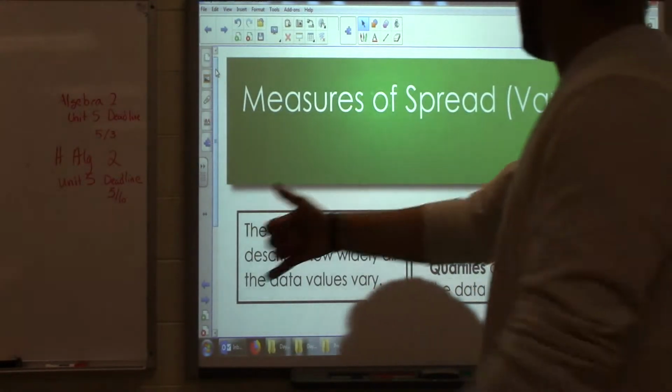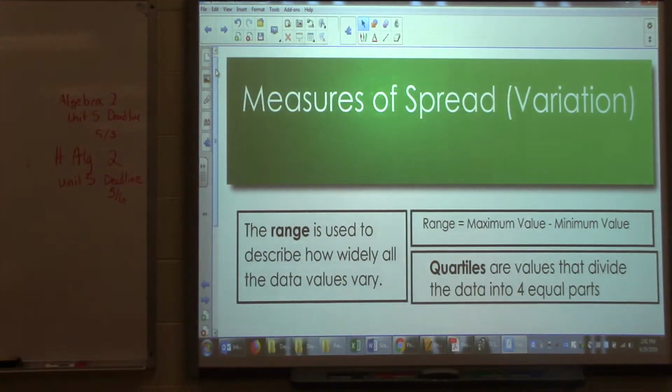So, like I said, we're talking about range. We're talking about inner quartile range. We're going to talk about standard deviation, and we'll also talk about percentiles.